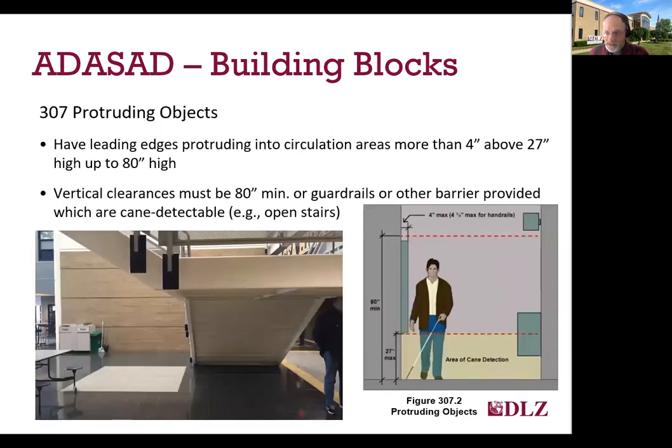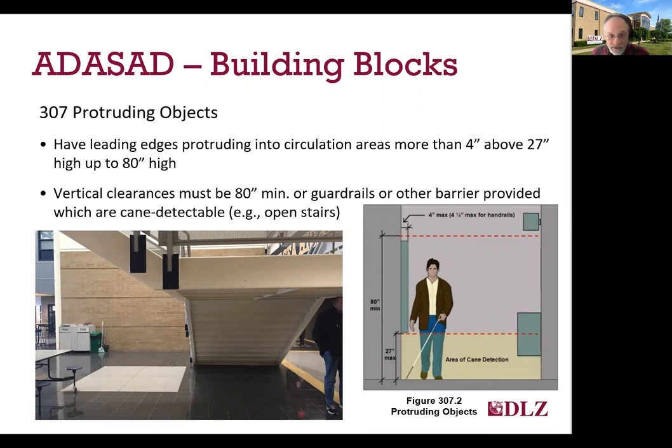Another important building block that we see in many employee areas as well as public areas are protruding objects, which are addressed in section 307. And by definition, any object that protrudes more than 4 inches between 27 and 80 inches is considered a protruding object and can be a potential hazard, particularly for persons with vision loss. Objects like open staircases, as the one shown in the photograph, and some architectural beams are also considered protruding objects and can be a significant hazard if not protected with a cane detectable barrier.